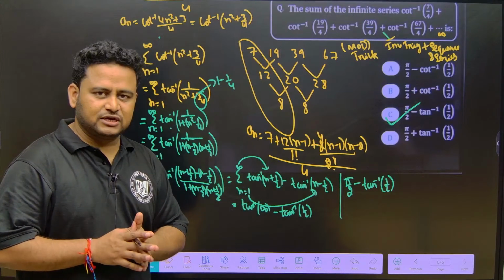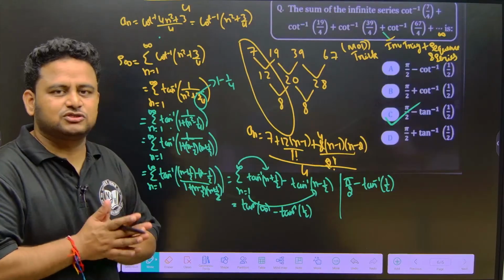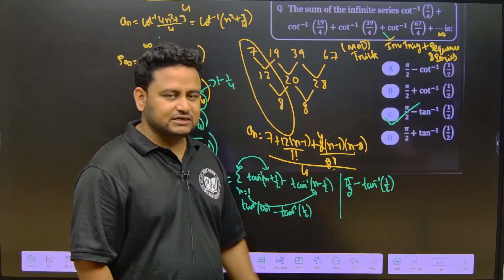So you should understand the reason why I am using the correct order. Studying in order is also very important. That will help you to understand the concepts better. So it is pi by 2 minus tan inverse of 1 by 2.